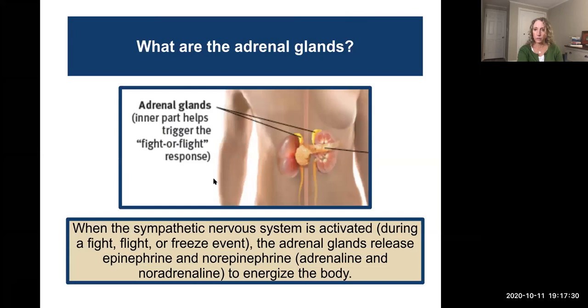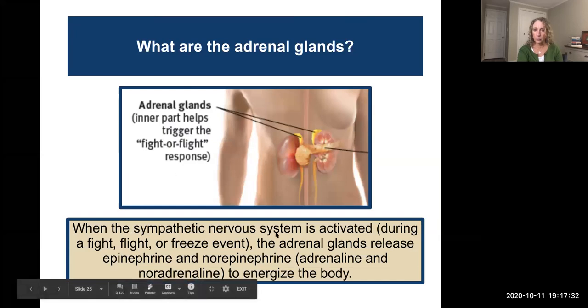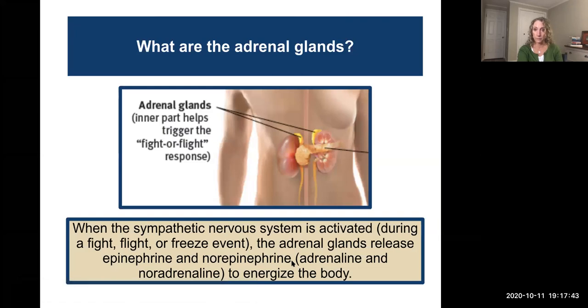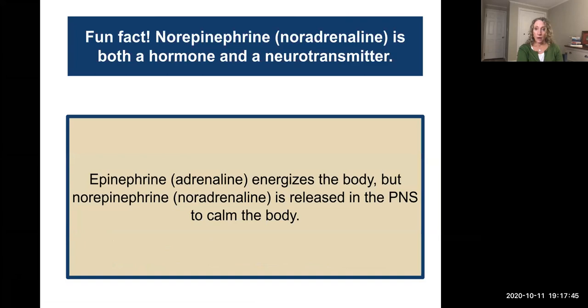Adrenal glands, we already talked about them. The adrenal glands release epinephrine and norepinephrine to energize the body, the fight or flight. We know that epinephrine energizes the body, but norepinephrine actually calms the body. So it's interesting. Norepinephrine is both a hormone and a neurotransmitter, and some people get confused.